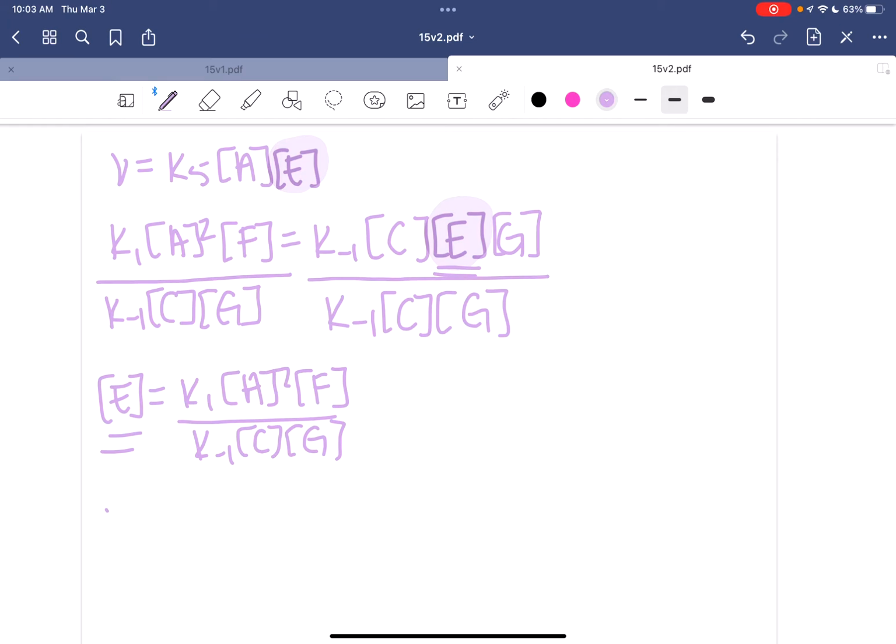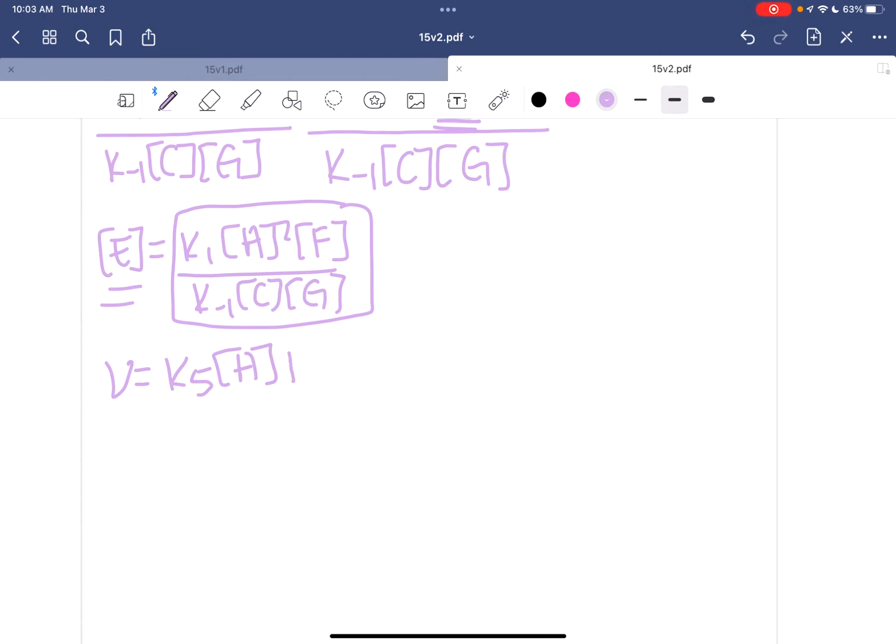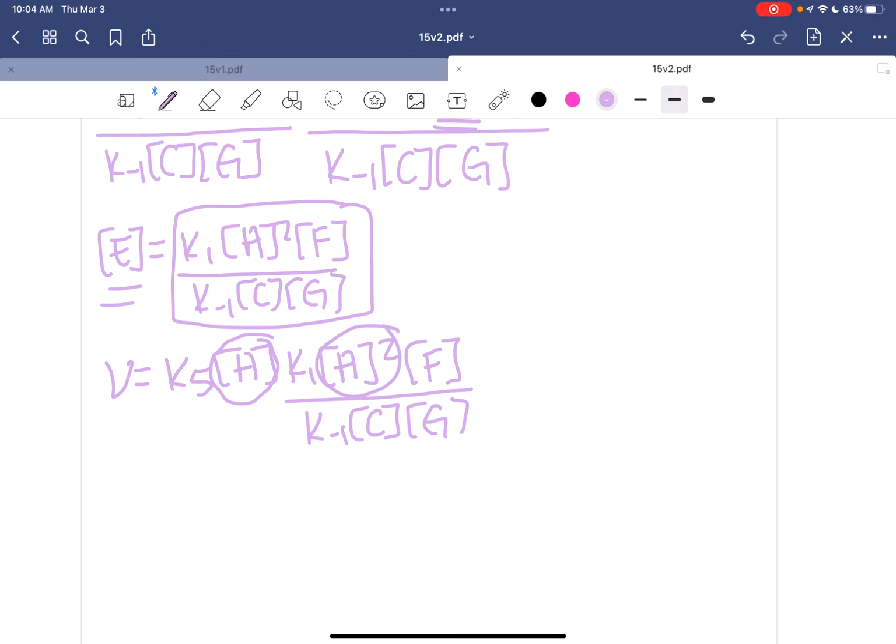So we have the overall rate is equal to K5 times the concentration of A, and then everything that E is equal to, so all of this. And so that would be K1 times A squared times F divided by K minus 1 times C times G. And now we want to combine things or simplify them as much as possible. So what we have is an A and an A squared. So we can combine those because everything in this equation is multiplied.